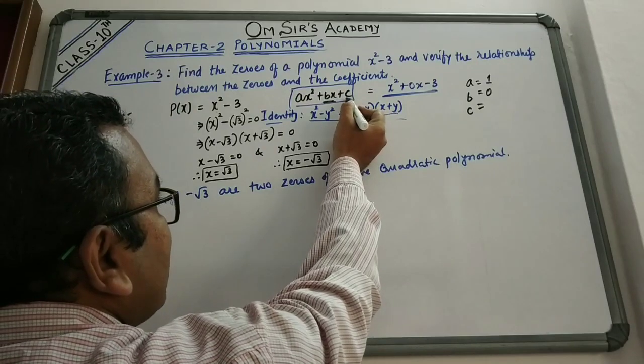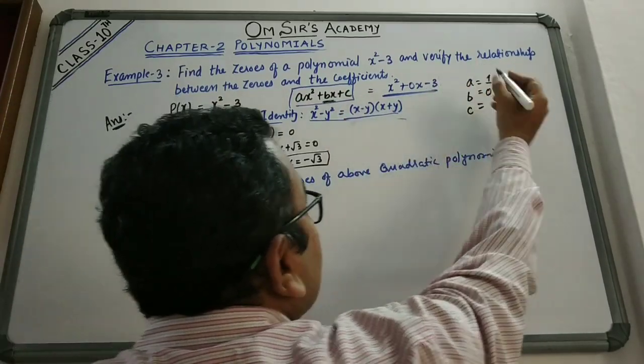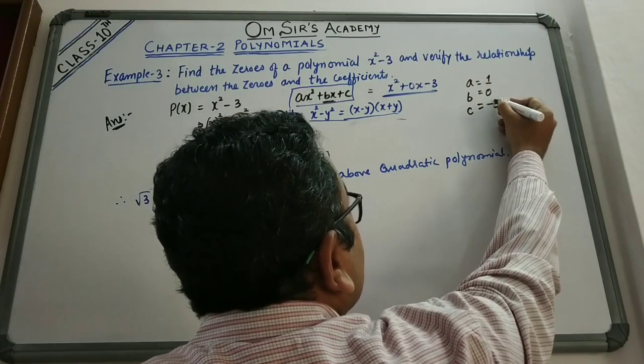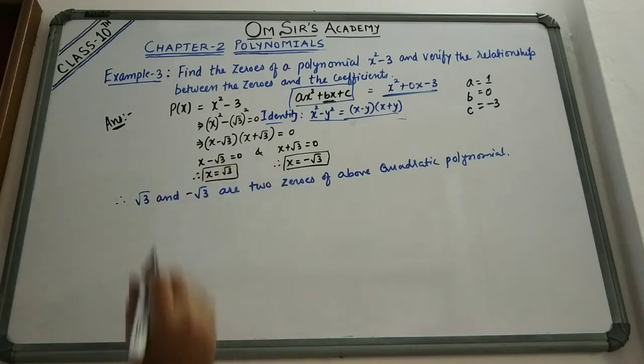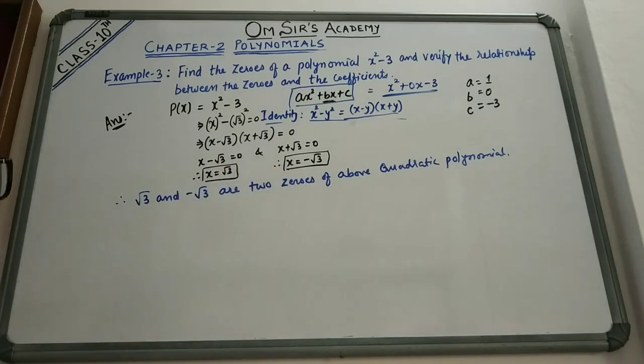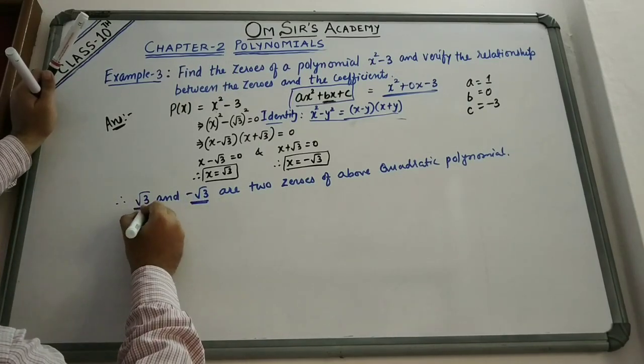And here c was a constant term, so instead of plus c there is a value of minus 3, so I'll put c as a minus 3. Is it clear? तो मेरे a b c मेरे को मिल गए, that is 1, 0 and minus 3. Is it clear? Now these were the two zeros, friends. Come to this side now.